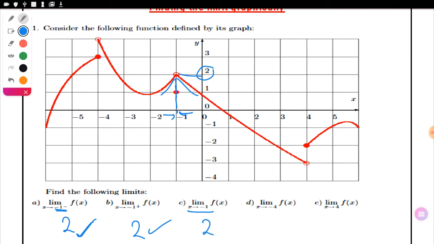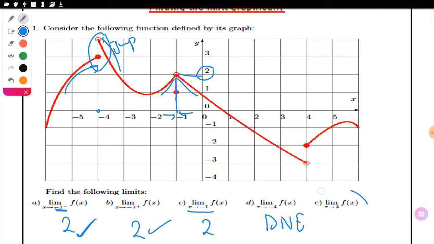Limit of f of x when x approaches -4. As you see, when we approach -4, we have what? A jump, so the limit does not exist. What is the meaning of jump? It means it has different behaviors. The behavior from the left is 3. The behavior from the right is what? 4. Since the behavior from the right is different from the behavior from the left, the limit does not exist.